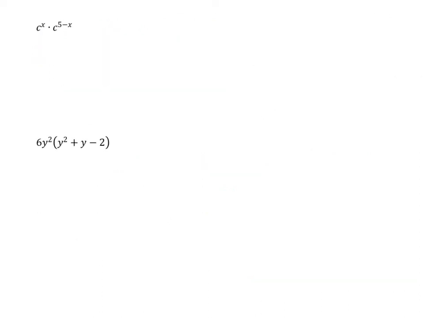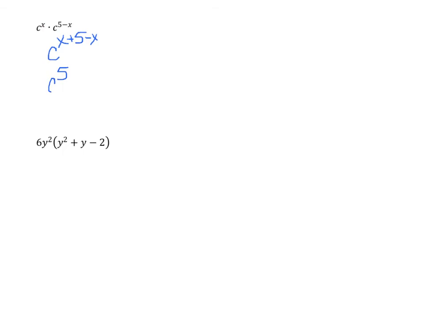All right, so these last two examples sort of combine everything we've done. So we have c to the x power times c to the 5 minus x. So what we need to do is c to the x plus 5 minus x, right? Because they have the same base, so we just add x plus 5 minus x. And we end up with c to the 5th.